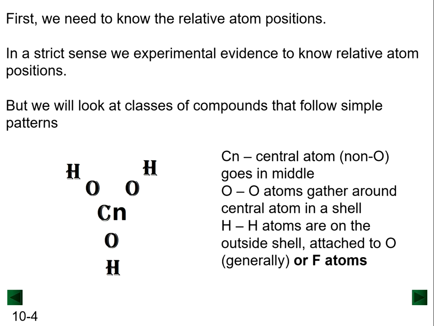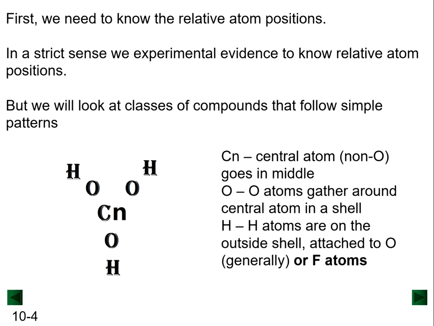The first thing we need to do is to know the relative atom positions from the chemical formula. You've learned how to take names and produce chemical formulas. So, for example, when you hear sulfuric acid, you know to write down 2 hydrogen atoms, 1 sulfur atom, and 4 oxygen atoms, H2SO4. Now, in a strict sense, you need experimental evidence to know the relative atom positions for all molecules. But the classes of molecules that we're going to look at, like sulfuric acid, tend to follow simple patterns. In general, it's like the picture shown here.